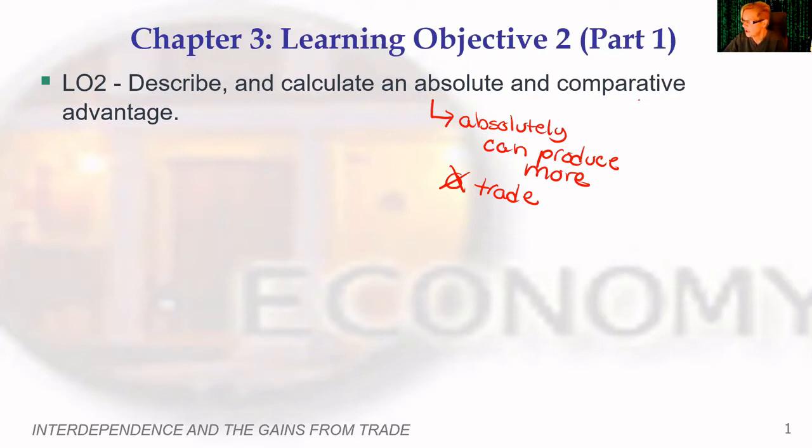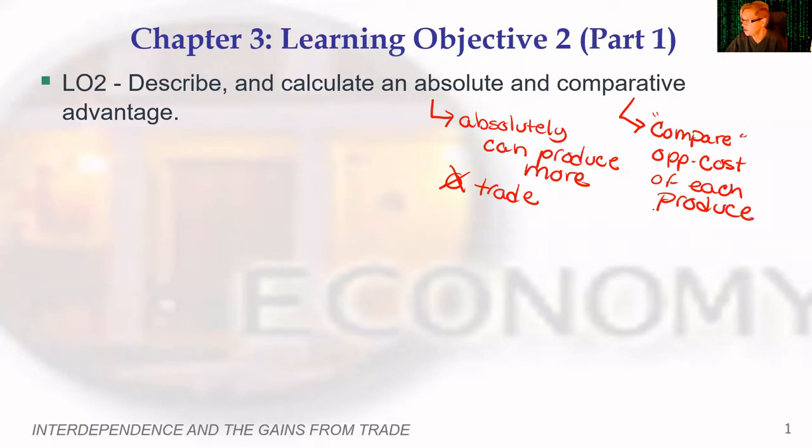To determine if two countries should trade, we're going to be using the comparative advantage. And here, what we're going to learn to do is to compare opportunity costs of each product to determine if the two should trade. This one has to do with trade. So that's just a little bit about what the difference between these two is going to be.